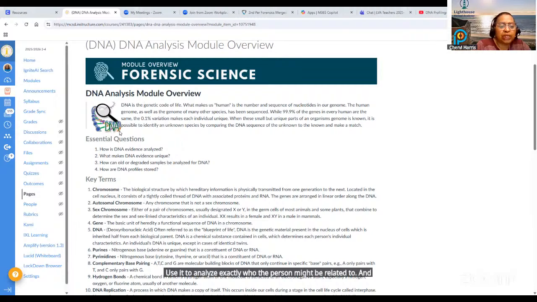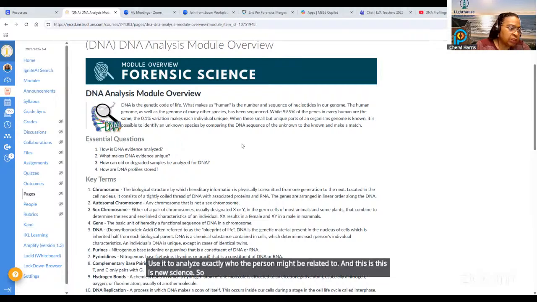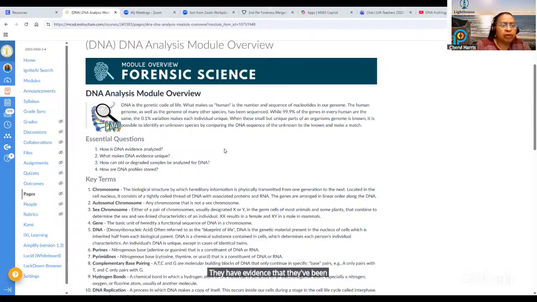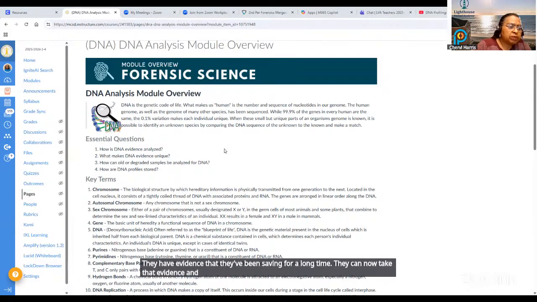And this is new science. A lot of cold cases are being solved because all of a sudden DNA technology is available, and they have evidence that they've been saving for a long time. They can now take that evidence and hydrate it and check for the DNA.